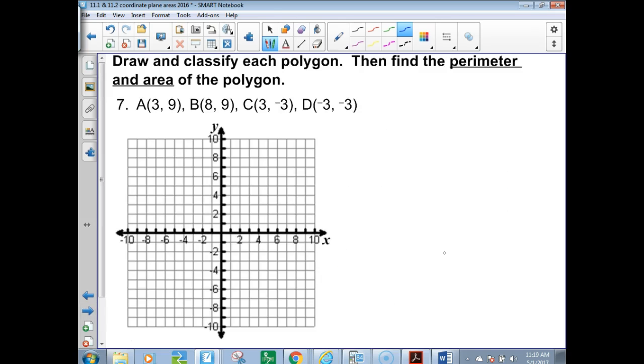Draw and classify each polygon, then find the perimeter and area of the polygon. Okay, we're going to plot 3, 9. That's point A. You don't have to label the points with their names, I just decided I was going to. 8, 9 is point B.